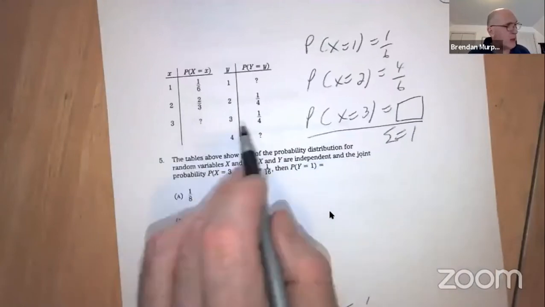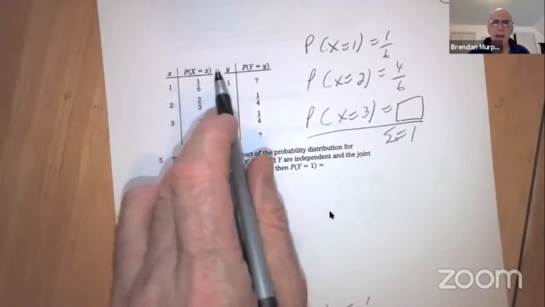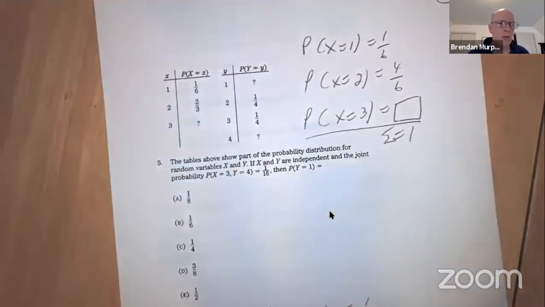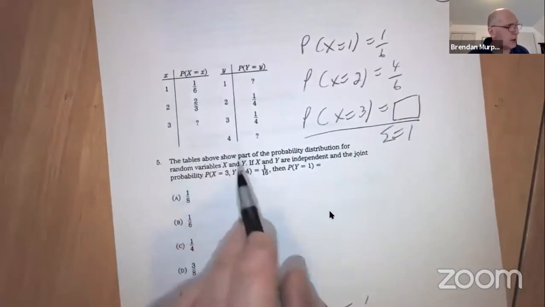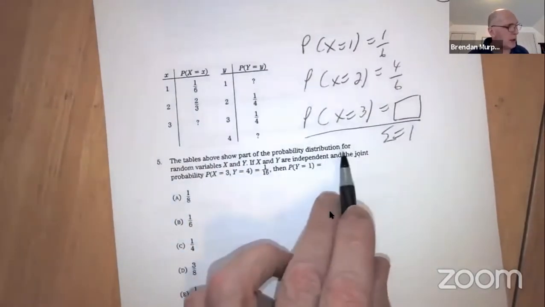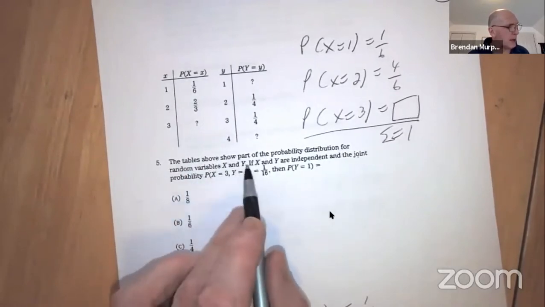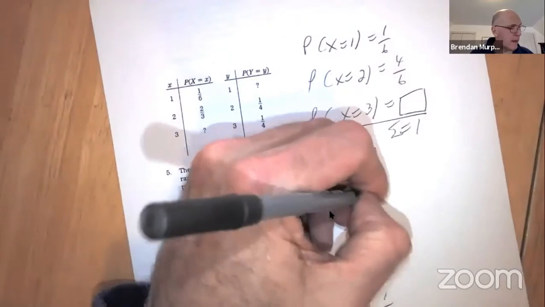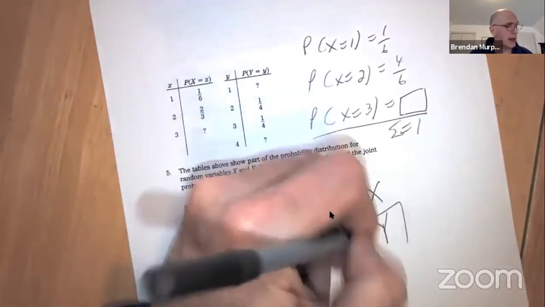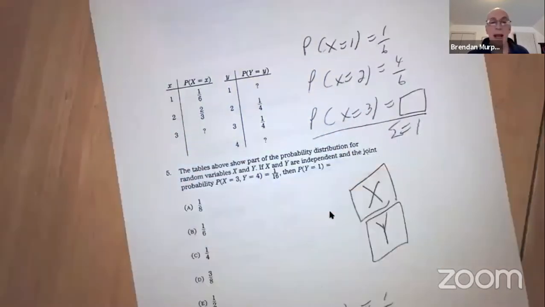So here's the same problem. We have some tables up here: X, probability of X equals little x, probability of Y equals little y. I'll demystify that. The tables above show part of the probability distribution for random variables X and Y. So the big X and the big Y, those are my 2 different random variables. That's all they are.